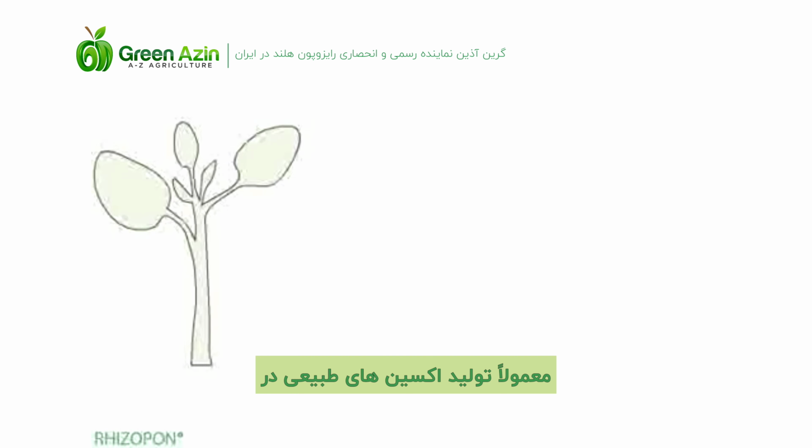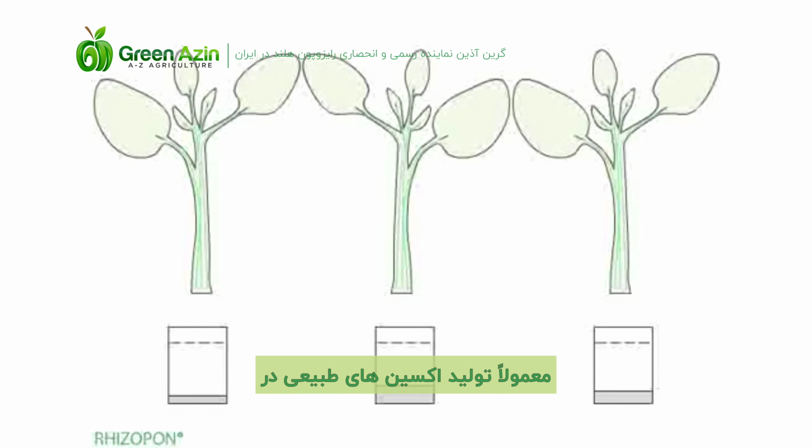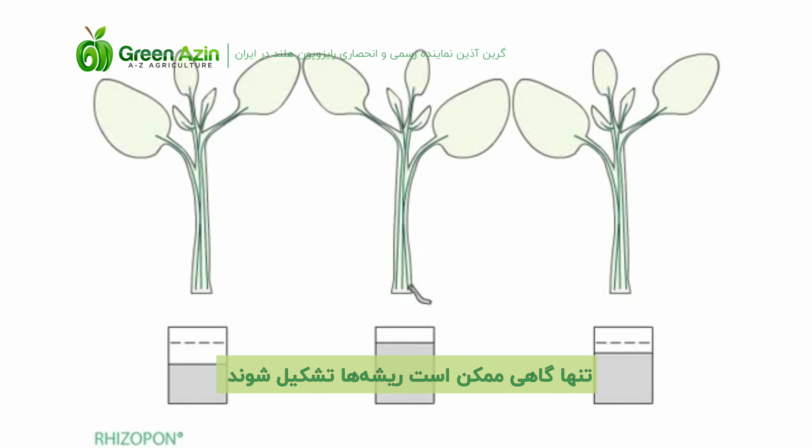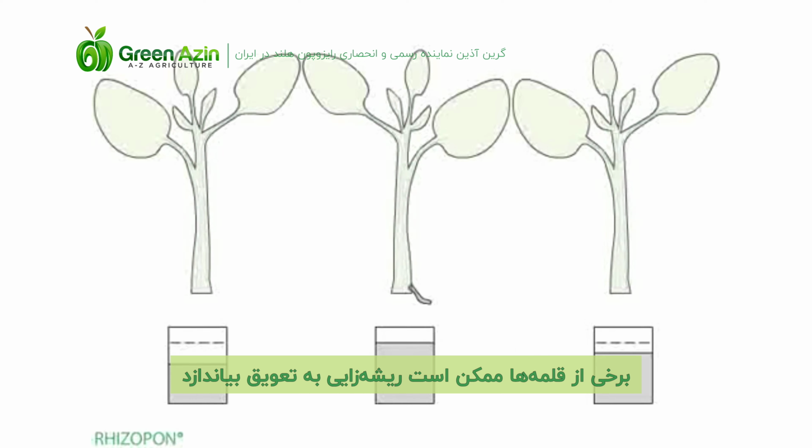Usually, natural auxin production in the cuttings is not sufficient. Only occasional roots may form. Some cuttings may have delayed rooting or may not form any roots. Developing roots that are evenly spread out at the basal ends of the cuttings is important. Strong rooting systems assure quality plant development and health.